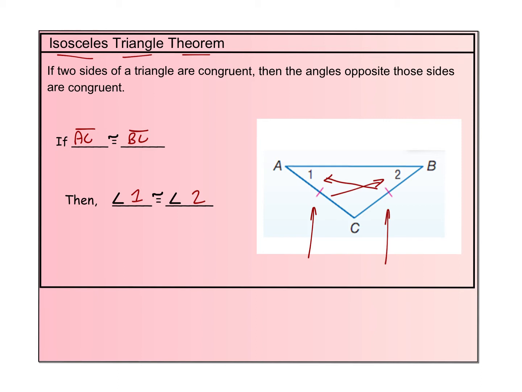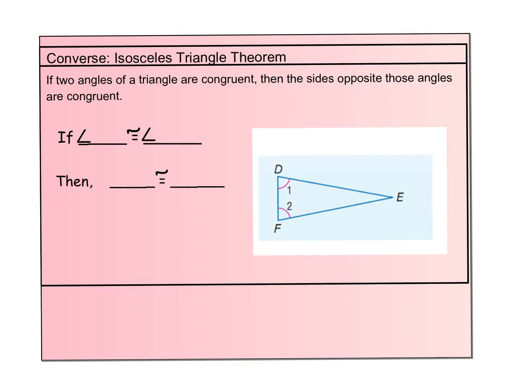Okay, notice the situation. If I flip it around, if I can show for some reason that angle 1 is congruent to angle 2, then I can go across and say DE is congruent to FE. So in an isosceles triangle, if the two angles are congruent, the opposite sides are congruent. Likewise, if the two sides are congruent, the two angles are congruent. Basically, your angles and your sides have to go across.